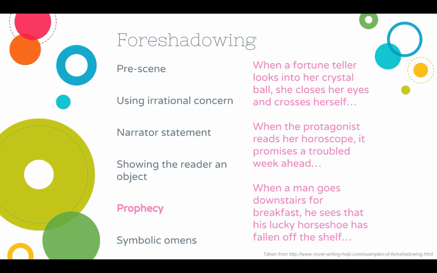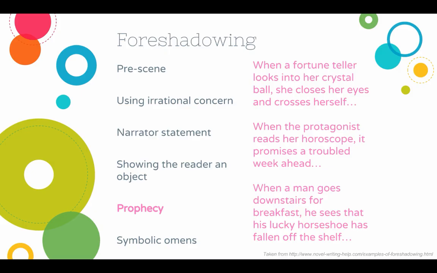Prophecy. So there's 3 examples here. Maybe when a fortune teller looks into a crystal ball, she closes her eyes and crosses herself. Or when the protagonist reads her horoscope, it promises a troubled week ahead. Maybe a man goes downstairs for breakfast. He sees that his lucky horseshoe has fallen off the shelf.